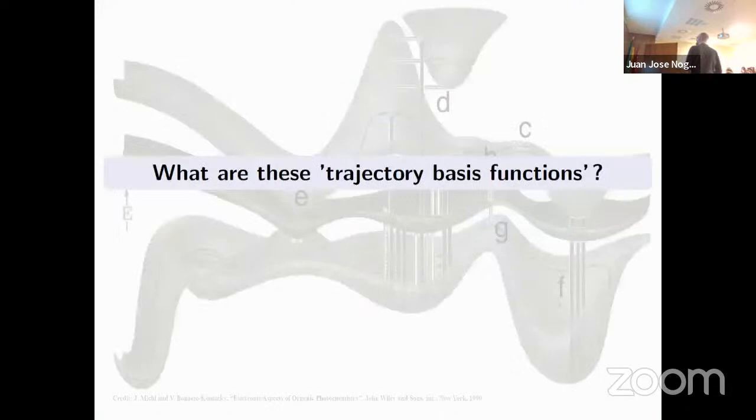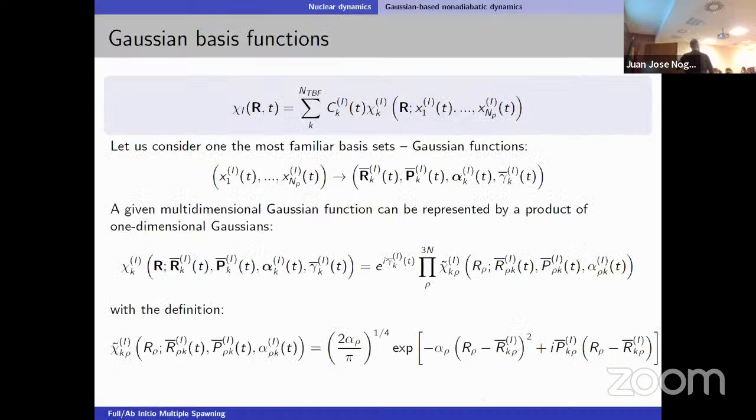But first of all, what are these trajectory basis functions, these Gaussian functions? How are they defined? So once more, I apologize. This is the formal stuff. I will show you a picture after to show you what it means. What we do here is to take this nuclear wave function on a given state I, and write it down once more as an expansion, as a linear combination of multidimensional Gaussian functions with a coefficient that depends on time that tells me how important this Gaussian is to describe my nuclear wave function. Okay? So you see that this has a label I and the Gaussian variable I. In other words, I assign to each electronic state a certain number of these Gaussians.